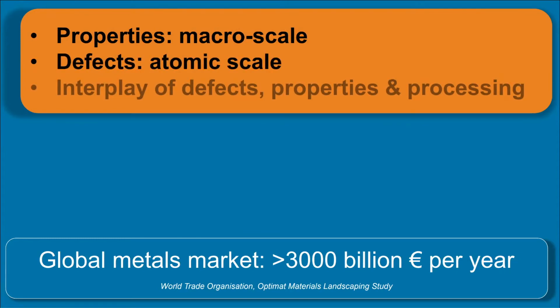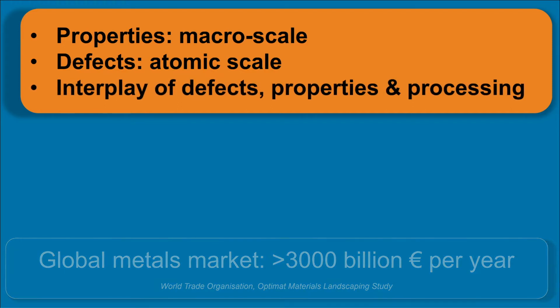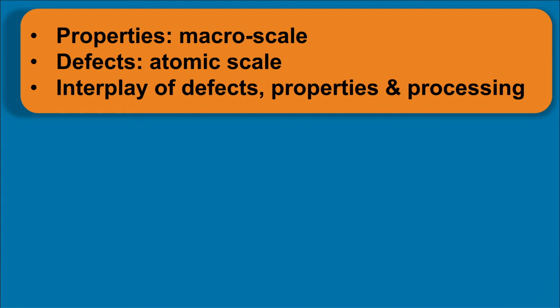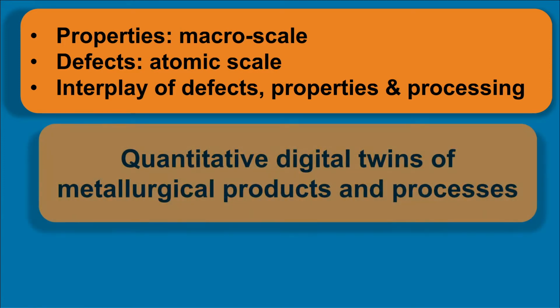Sheet forming properties are requested at the macroscopic scale, be it in forming simulations or crash simulations or related questions. The defects, however, that realize certain deformation or texture effects live at the atomic scale. That means we have designed our software over the past 25 years in a way that it reflects and captures the interplay between the defects, the macroscopic forming and mechanical properties, and the processing that leads to certain microstructure features.